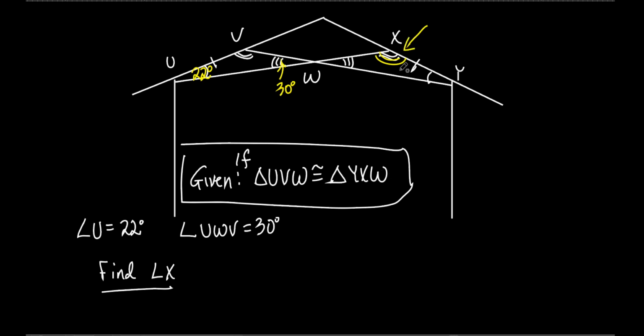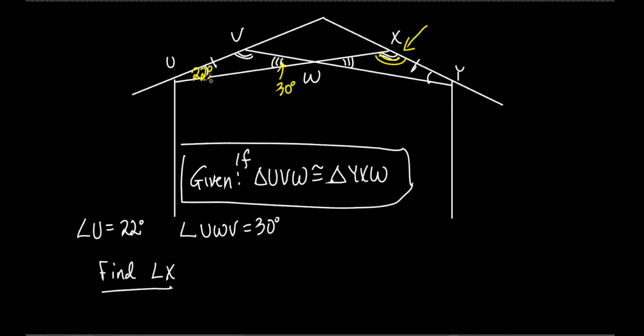You're like, well, how in the world am I supposed to find that when you just gave me angles in another triangle? You didn't give me any angles in this triangle. Well, you kind of did though, didn't you? Because what's true about the two triangles? They're congruent to each other. So that means the corresponding angles are congruent to each other, right? Or equal to each other, right?